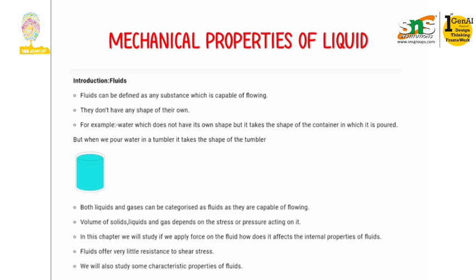For example, water does not have its own shape, but it takes the shape of the container in which it has been poured. When we pour water in a tumbler, it takes the shape of the tumbler. So both liquids and gases can be categorized as fluids as they are capable of flowing. The volume of solids, liquids and gases depends on the stress or pressure acting on them.